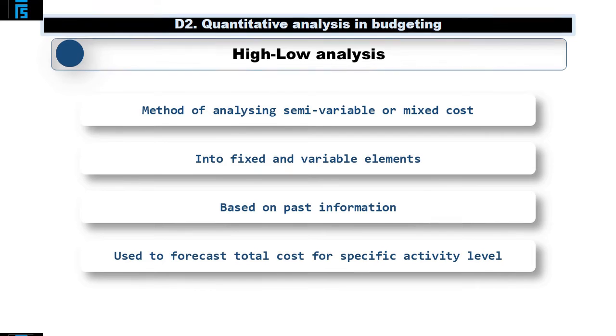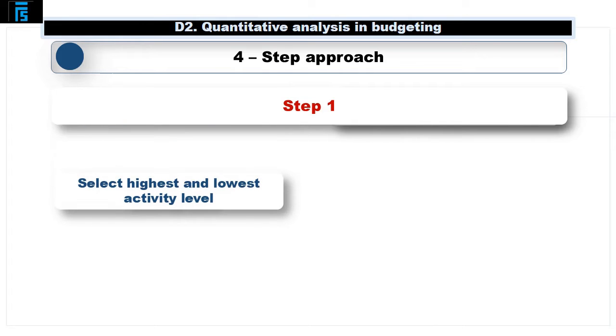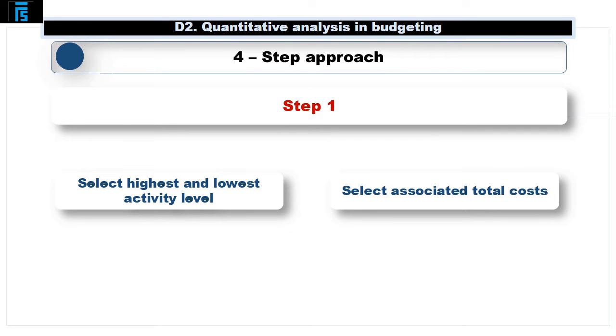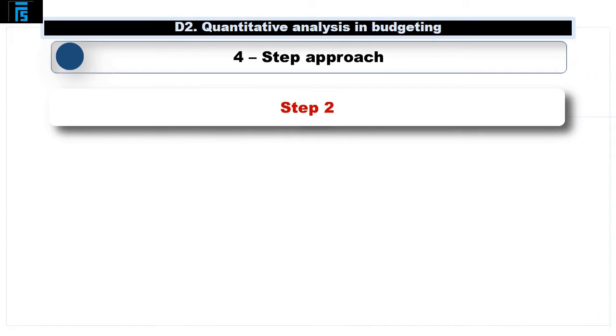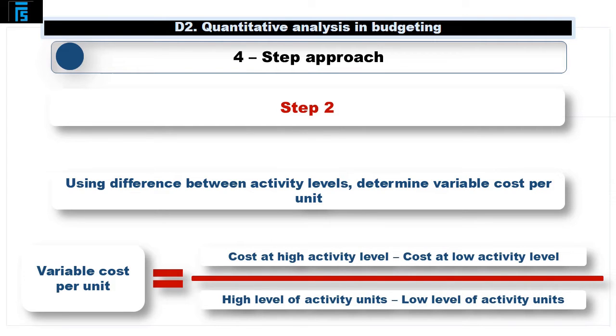High-low analysis follows a four-step approach. Step 1 is to select the highest and lowest activity levels and their associated total costs. Step 2, using the difference between the highest and the lowest levels of activity and the costs at this level, determine the variable cost per unit. So, the variable cost per unit is equal to the cost at the high activity level minus the cost at the low activity level divided by the high level of activity units minus the low level of activity units.